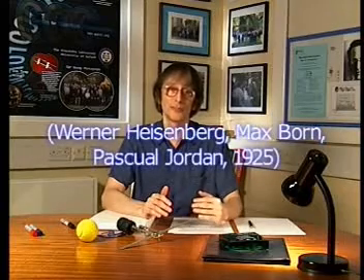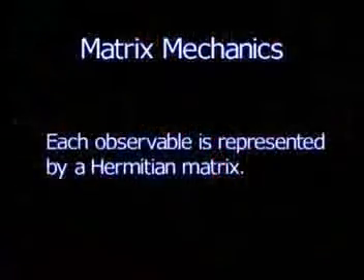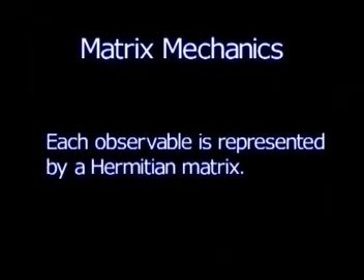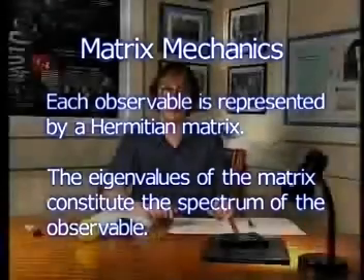Historically, the first formulation of what we would today call quantum theory was proposed by Werner Heisenberg with the help of Max Born and Pascual Jordan in 1925. It was called matrix mechanics because in it each observable is represented by a Hermitian matrix. Check the accompanying notes if you want a summary of the basic properties of Hermitian matrices. The eigenvalues of the matrix, which are real numbers, constitute the spectrum of the observable represented by the matrix.